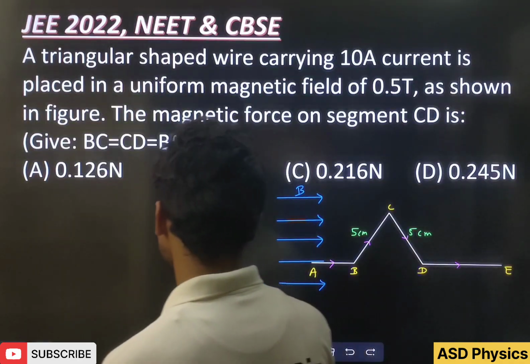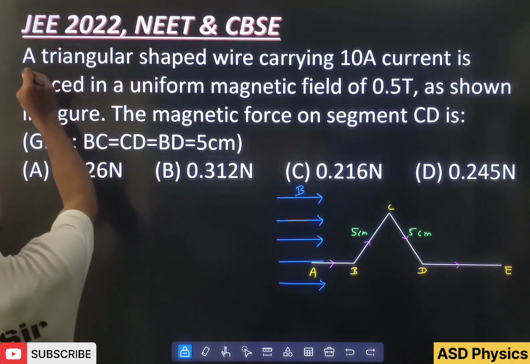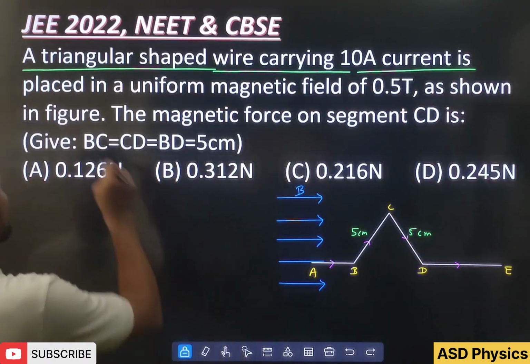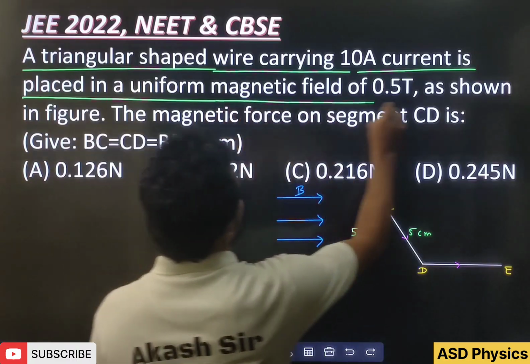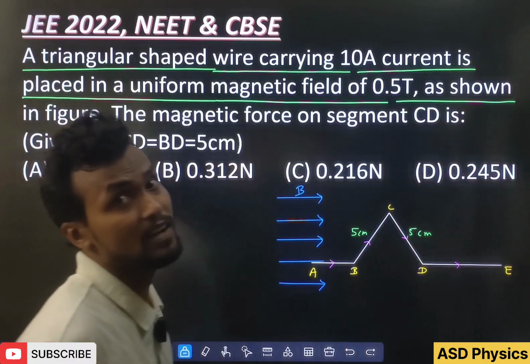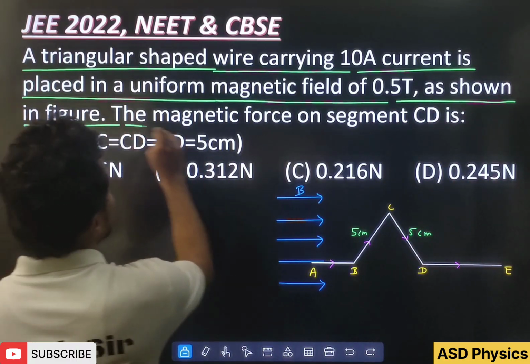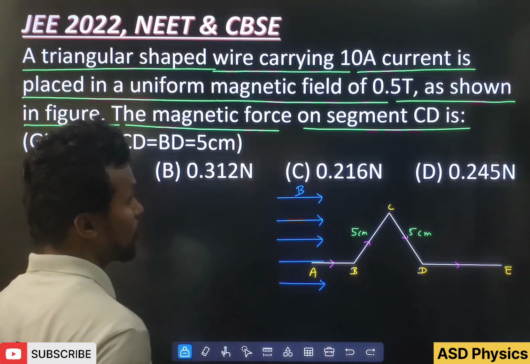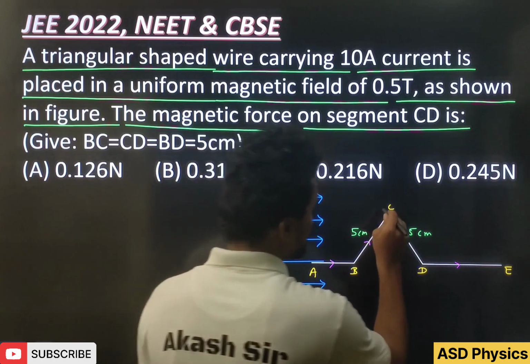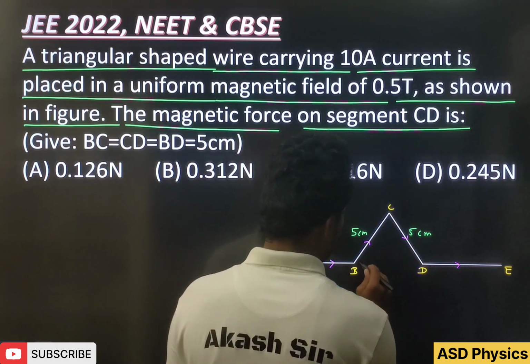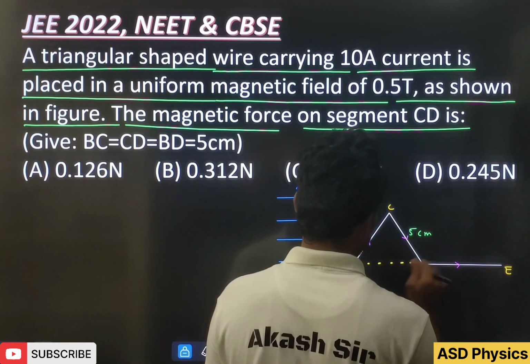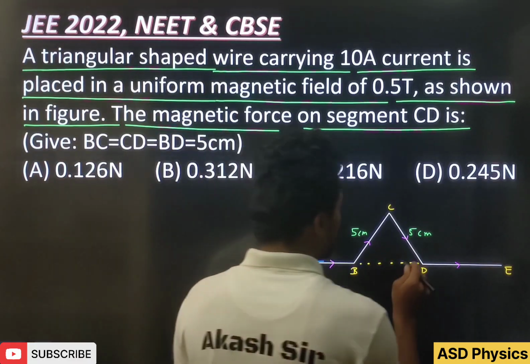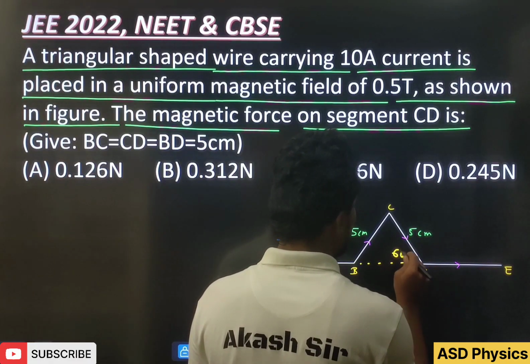Okay, great. Now let's see this question. A triangular shaped wire carrying 10 ampere current is placed in a uniform magnetic field of 0.5 Tesla as shown in the figure. The magnetic force on segment CD is how much? They are asking the magnetic force on the segment CD. Okay, so this is the segment CD, and you know very well, if I connect this with a dotted line, 5 centimeter, 5 centimeter, this will also be 5 centimeter. That means this angle will be 60 degree here.